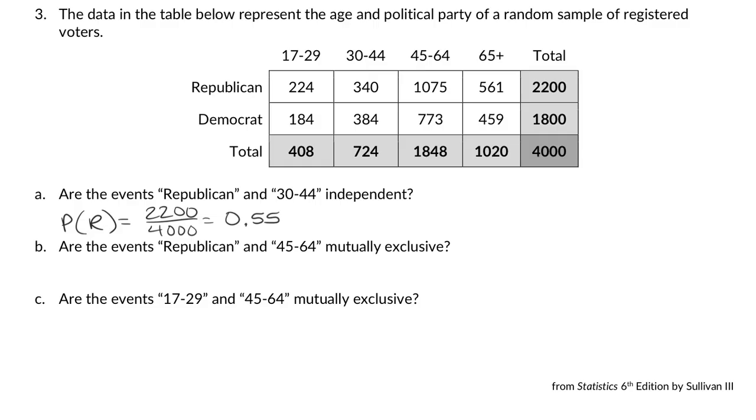If this is independent, if Republican is independent from 30 to 44, that means we can find a conditional probability with these 2 together, and the probability should be the same. So what we're going to find now is the probability that we select a Republican given that we are looking at the age from 30 to 44. If the number we get from this conditional probability is the same as the regular probability, we can say they're independent. That means I need the overlap. What's the overlap between Republican and 30 to 44?